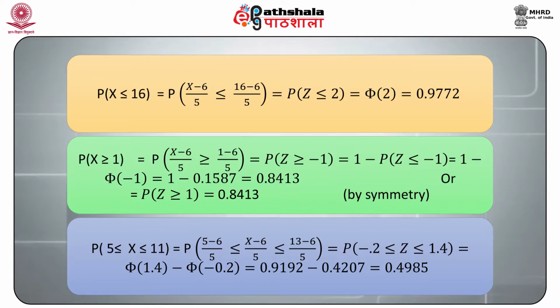0.8413 by symmetry. The third, the probability of X which ranges from 5 to 11 is equal to the probability of (5 minus 6) upon 5 less than or equal to Z less than or equal to (13 minus 6) upon 5, which is equal to the probability of minus 0.2 less than or equal to Z less than or equal to 1.4, which is equal to Φ(1.4) minus Φ(minus 0.2), which is equal to 0.9192 minus 0.4207, which is equal to 0.4985.